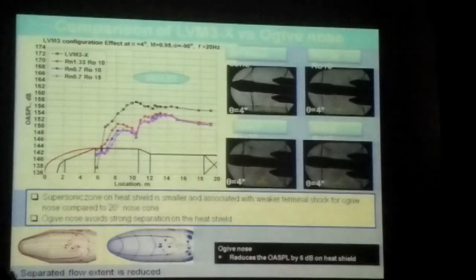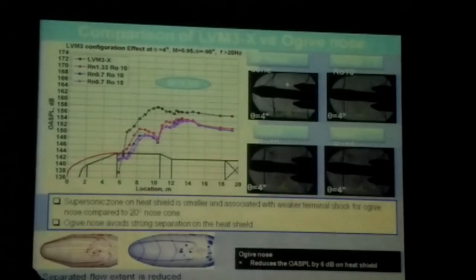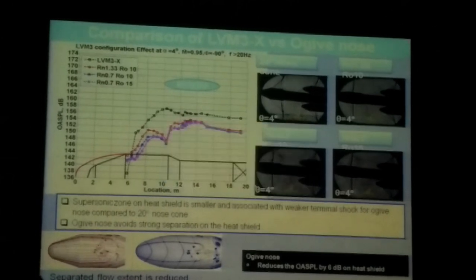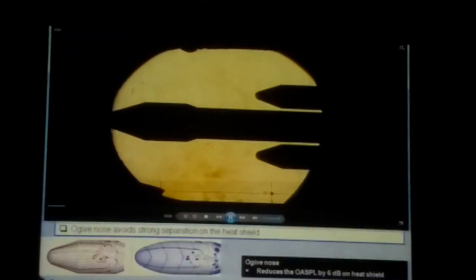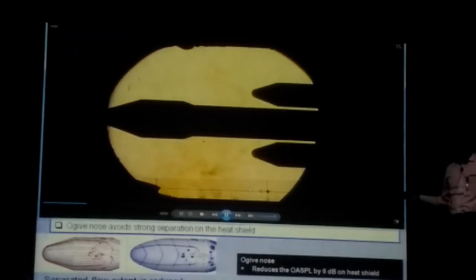And we'll just see the straight nose cone.